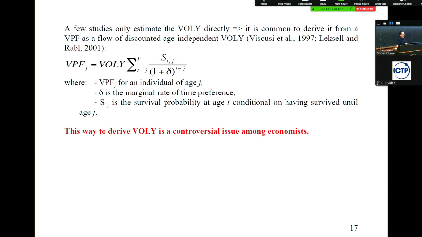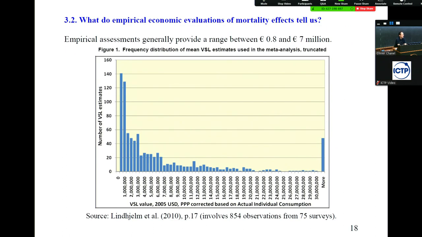So regarding the way to derive a VOLI, I think I'm going to skip that. You have it in the PDF. Just keep in mind that the fact that you can express the value of a prevented fatality as a flow of discounted value of life year is controversial among economists. So some economists prefer to ask directly people what is your estimation of a value of a life year instead of deriving it from the value of a prevented fatality. So you can find both in the literature, but getting a value of a prevented fatality is something which is shared by the community of economists. Deriving the VOLI from a VPF or vice versa, computing the VPF as the summation of VOLI, is more controversial.